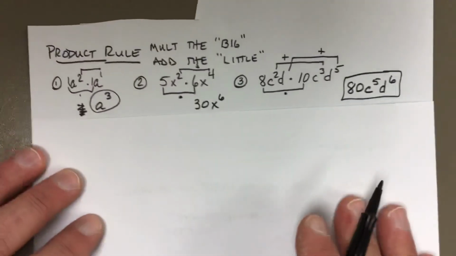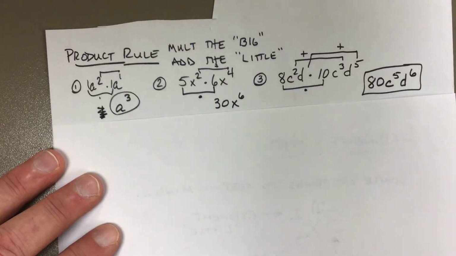And that is the product rule. All right, product rule: multiply the big, add the little.